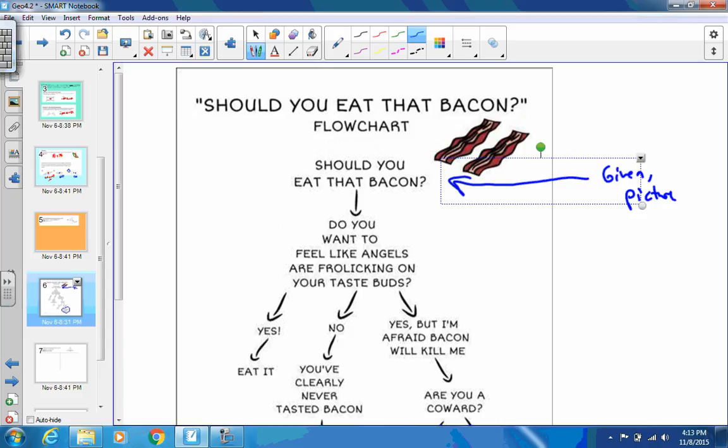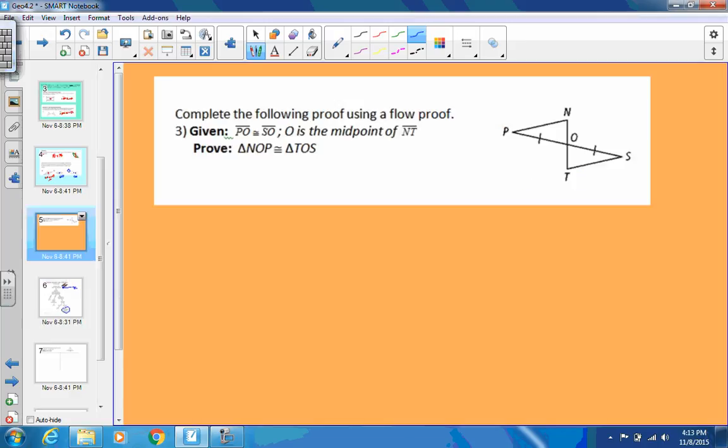The flow proofs would look a little bit different because you're proving things. So if you want more information on that, don't hesitate to ask. For this one, well, I can show you a flow proof. I haven't done this one in a flow proof yet, but why not? So we'll make our first parts here. We have segment PO is congruent to segment SO.